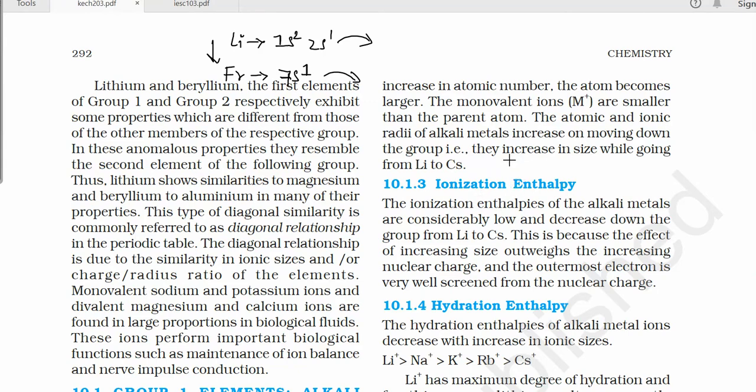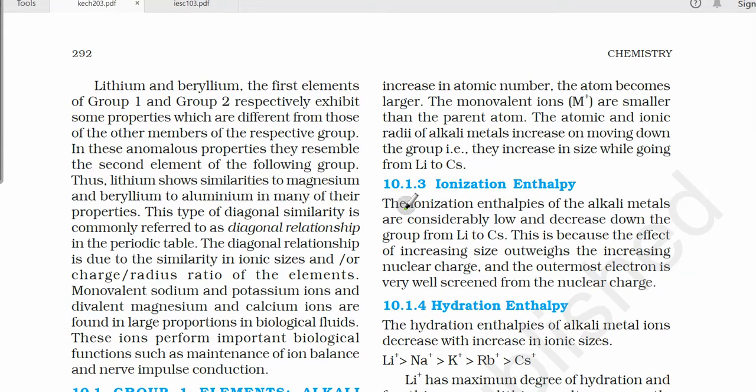Also, we can observe that the size increases while going down from lithium to cesium. The atomic and ionic radii of alkali metals increase on moving down the group. Next is the ionization enthalpy. Everybody knows what ionization enthalpy means: the tendency of an atom to lose an electron.